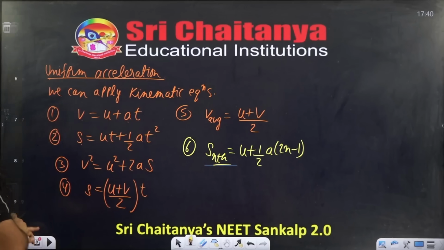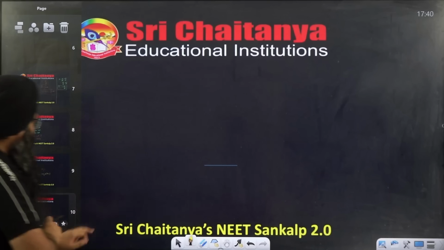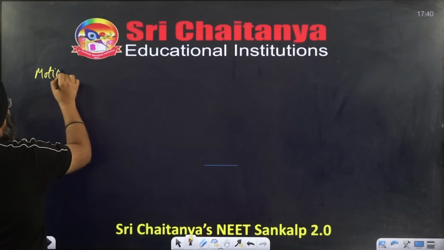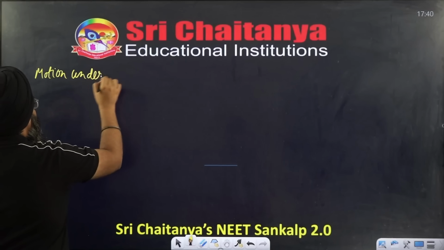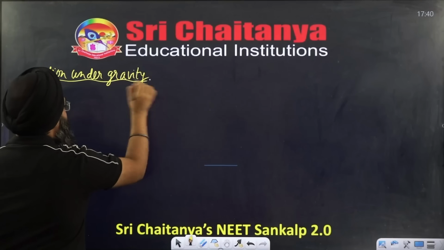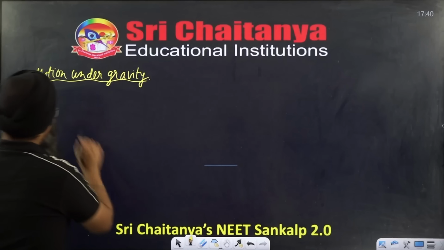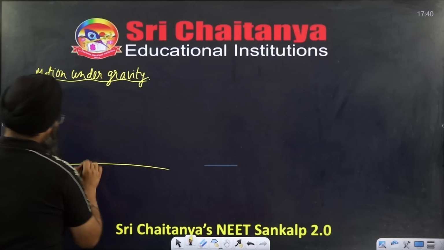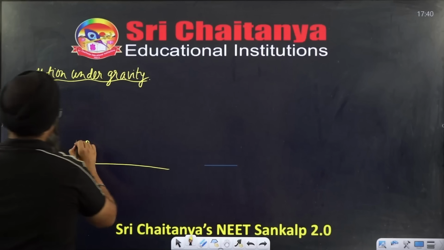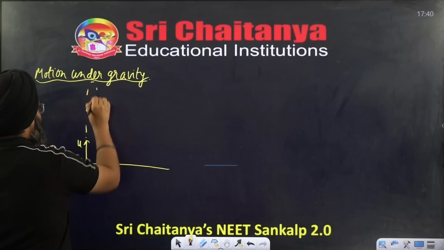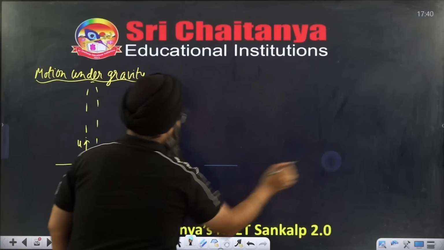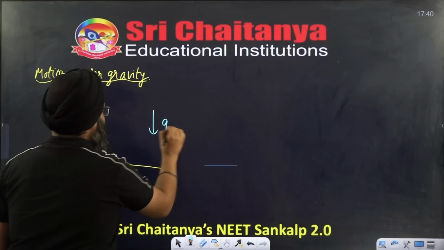One very important concept regarding uniformly accelerated motion is the concept of motion under gravity. So let's quickly discuss motion under gravity. What is basically motion under gravity? Very simple to understand. Let us suppose I have a particle and this particle has been thrown up with a velocity u. This particle will go up, it will come down. Suppose it is under the effect of a uniform acceleration, that is g.